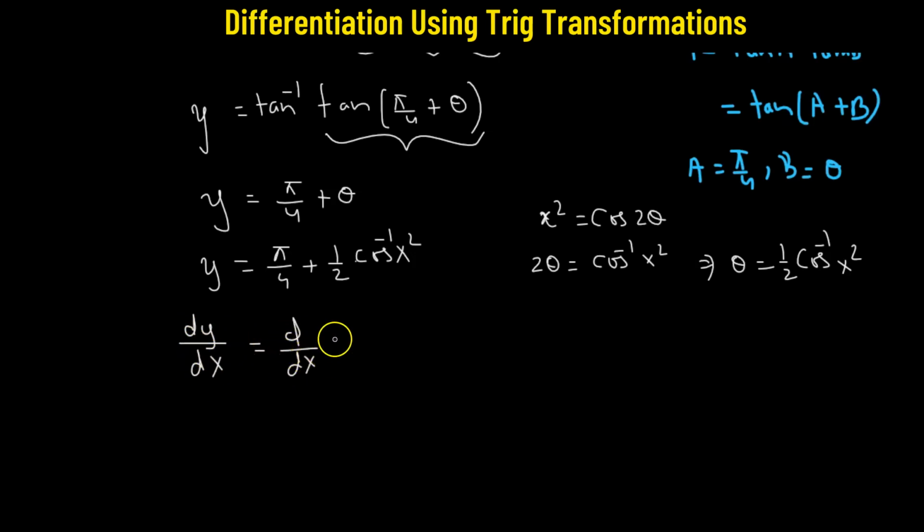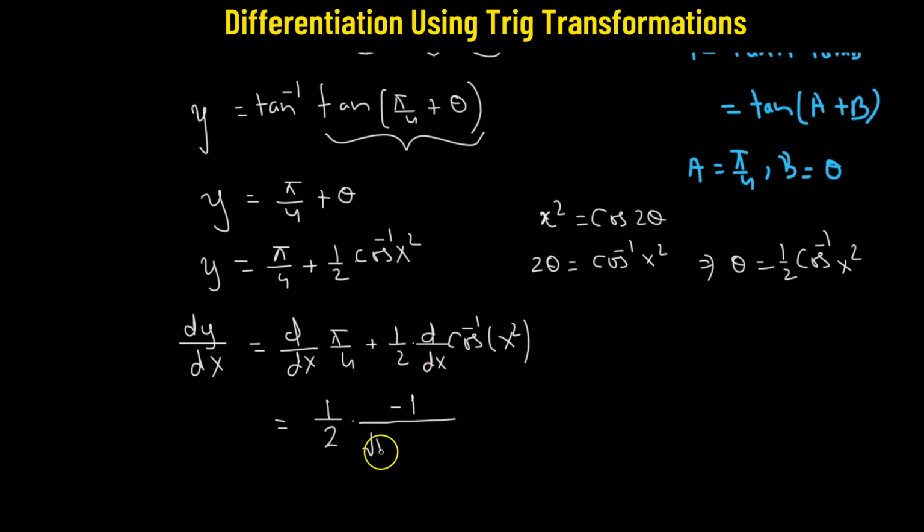derivative with respect to x of pi over 4 plus half, being a constant, we'll multiply it by the derivative with respect to x of cosine inverse of x squared. Pi over 4 is a constant, so its derivative will be 0. So we have half multiplied by the derivative of the cosine inverse function, which has a standard value of -1 divided by square root of 1 minus x squared. So here x is x squared.